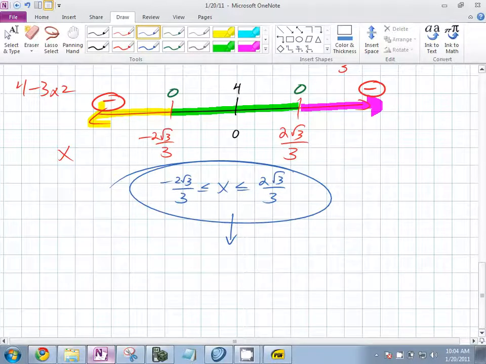What's the middle value between those two numbers? What's exactly in the middle? 0. What's halfway? So you go from negative 2 root 3 over 3 to positive 2 root 3 over 3. What's half that distance? So I'm saying you go from this to this. What's the whole distance?